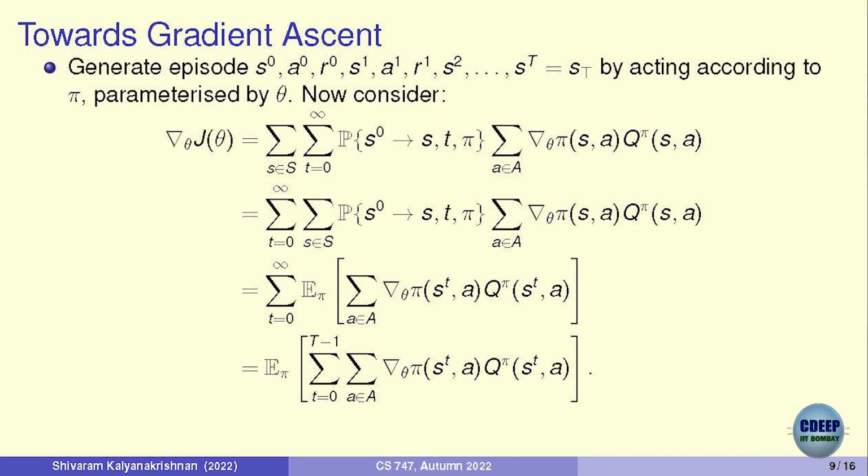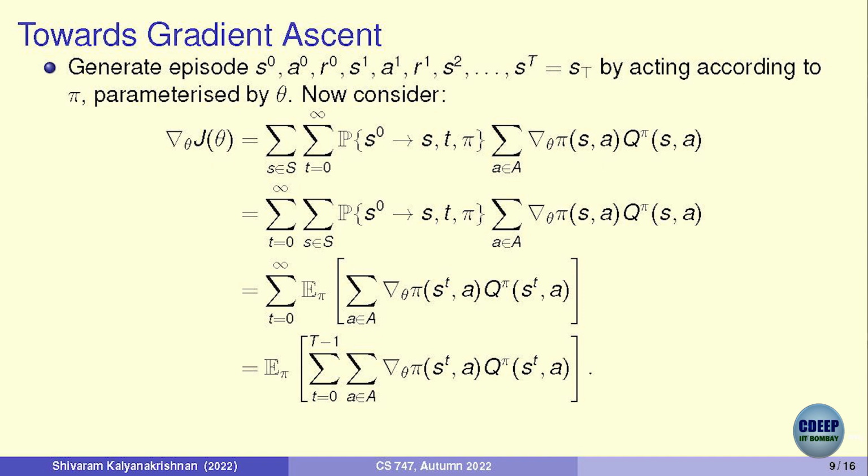The point being made here is that this infinite sum can be replaced by a sum only up to the data that we have. Beyond that point, the term being contributed is something like q pi of the terminal state for some action, which by definition is zero. So let's do ourselves the favor of not looking at what happens beyond termination, because it's not going to contribute anything to this sum. Even if you do t equal to zero to infinity, you're just adding zeros beyond the terminal state. So let's keep it up to the terminal state and sum up these quantities where we have s_t. We've made partial progress now.